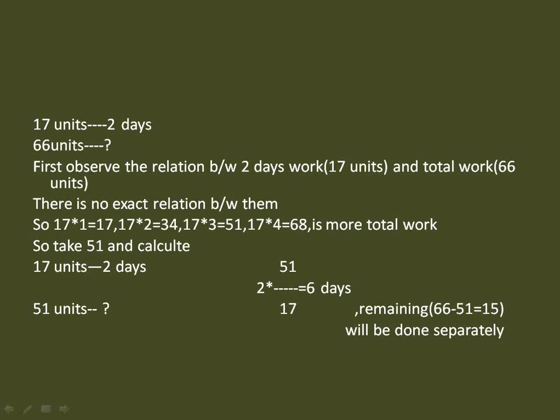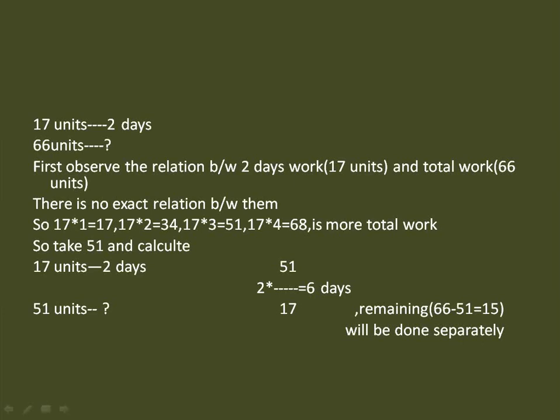So first you take 51 and calculate in how many days 51 units will be completed. See, for 17 units 2 days are required. For 51 units, how many days will be required? 2 into 51 by 17. Definitely it is 6 days. So 51 units we have calculated. Remaining how many units are there? 15 units are there. So that will be done separately.